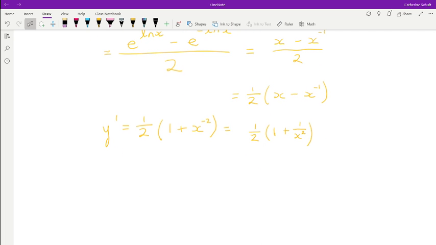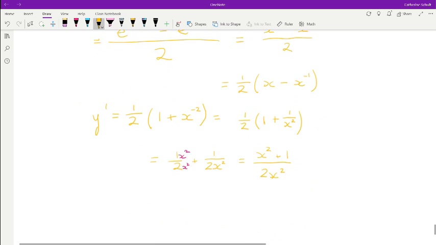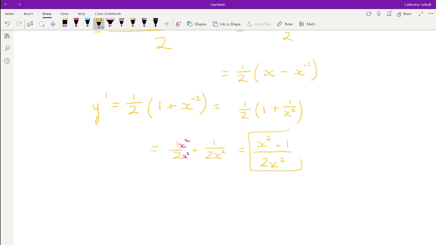And if we wanted to, let's make it look like our previous answer. So let's distribute that 1/2, and then we can make a common denominator by adding an x squared. And so we're looking at x squared plus 1 over 2x squared. And that's what we got last time. So, different ways of approaching the same problem.